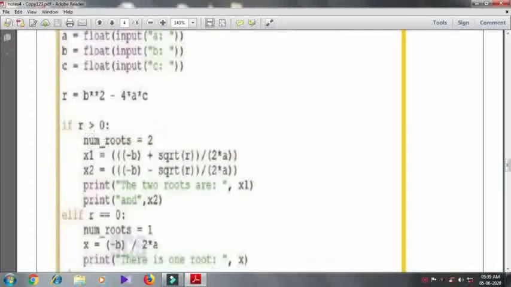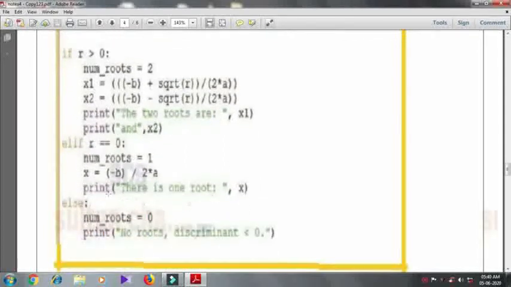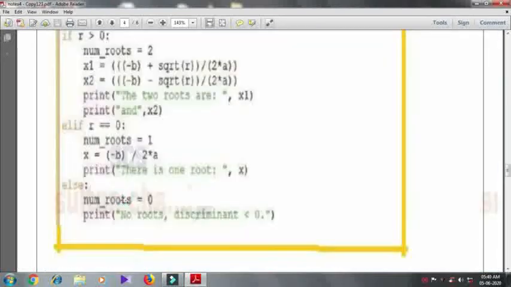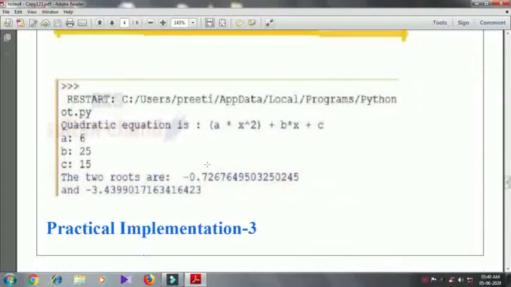When R is greater than 0, we get two solutions, x1 and x2. When it is 0, we get only one solution. Otherwise, we get a pair of complex solutions, that is, no real roots. Output is as follows.